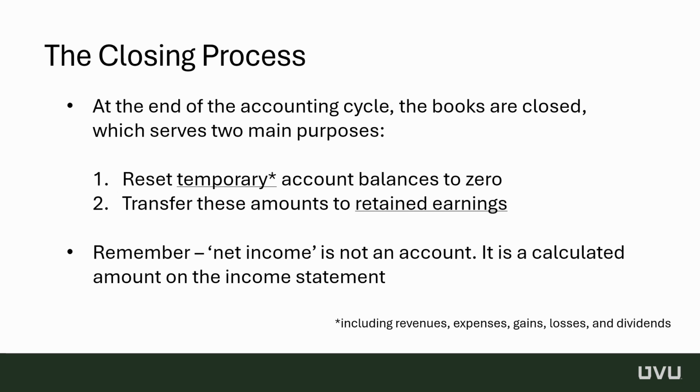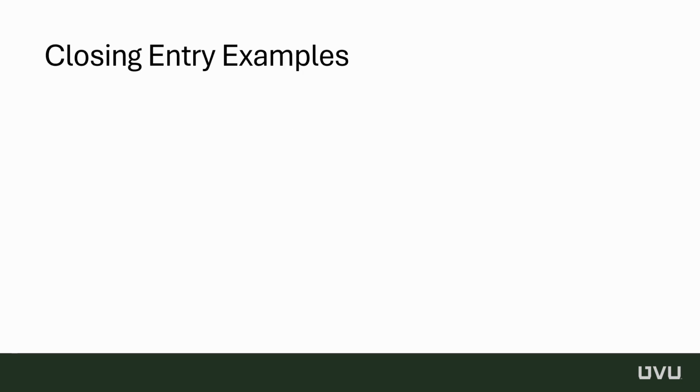So one more time on the why behind all of this. The reason why we go through this exercise every fiscal year is simple. We want each year's income statement to show only that year's performance, not a running total of every dollar the company has ever earned or spent. Let's take a look at what closing entries look like in practice. And there are a variety of ways we could represent this.